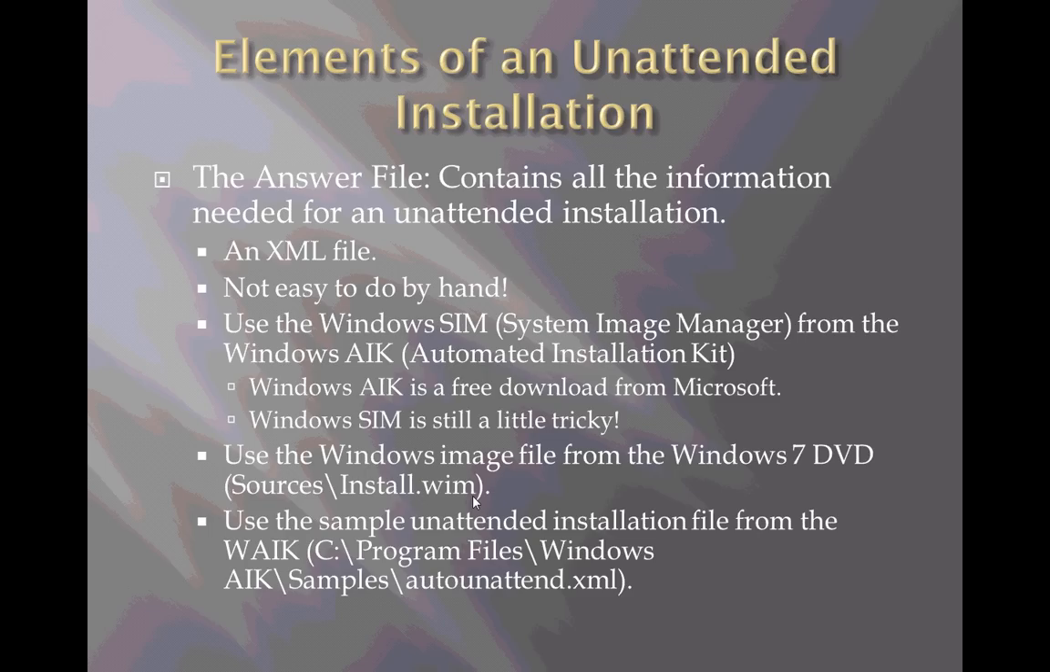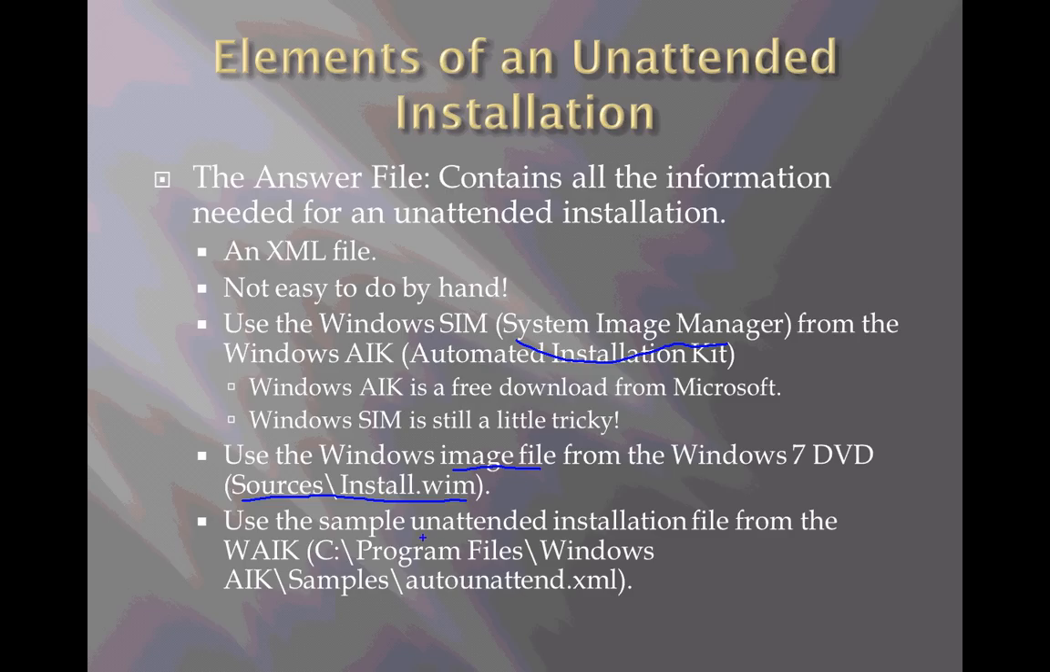The elements of an unattended installation are, first of all, an answer file that contains all these answers. It's an XML file created with this tool called the Windows System Image Manager, and it's part of the Windows Automated Installation Kit. In order to use the System Image Manager to create an unattended installation file, you need a Windows image file, an image of a full installation of Windows 7, and there is one available on the Windows 7 DVD. It's in the sources directory and it's called install.wim. You can also create these image files with the ImageX utility that comes with the automated installation kit.